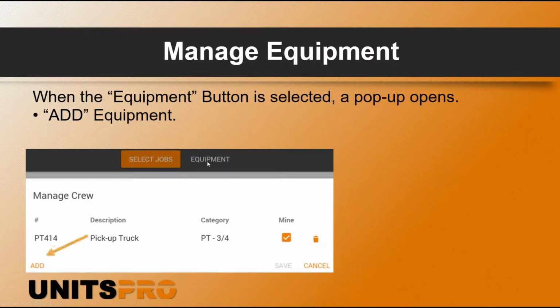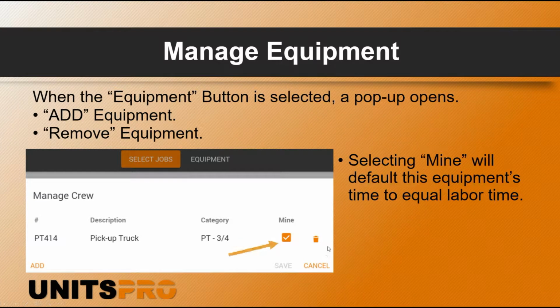The equipment button that's available there is to manage your equipment. Again, the default is in there, but you can add additional equipment. It'll bring up a menu where you can pick available equipment and add it. You can remove equipment. And then this mine determines the behavior of the equipment's time. If you say this is my equipment, the time for the equipment is going to default to the labor time of the individual. If you don't select that, then it's going to be 0.